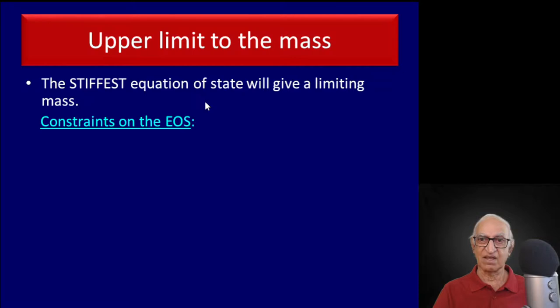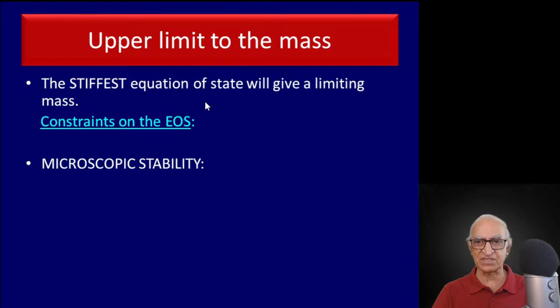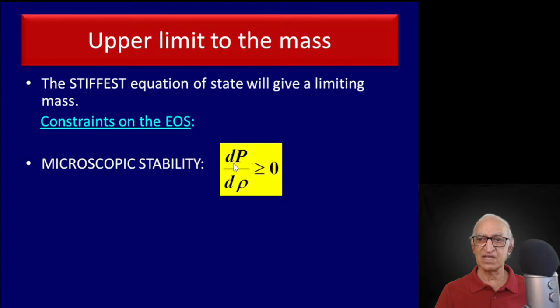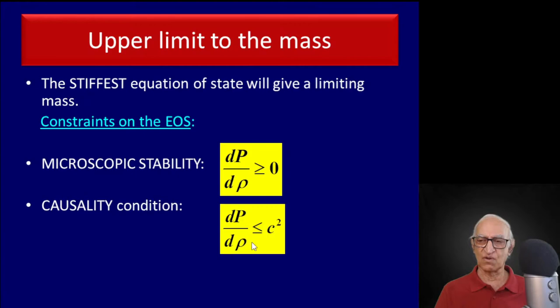Now, let us ask, what are the constraints on any equation of state? The equation of state is the relation between pressure and density. Matter has to be stable, microscopic stability. That requires dP/dρ must be greater than or equal to zero. This is the condition of microscopic stability. If I increase the density, pressure cannot decrease. The second is the causality condition. dP/dρ should be less than the square of the speed of light, because, if you remember your thermodynamics, dP/dρ is the square of the speed of sound.